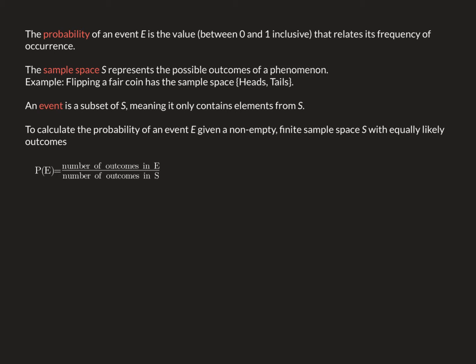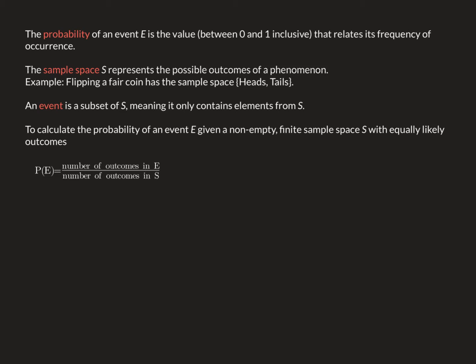So a sample space, S, is going to represent all the possible outcomes of some phenomenon. For example, when we flip a fair coin, the sample space is either heads or tails. There's two possible outcomes. An event is a subset of S, meaning that it can only contain elements from S.